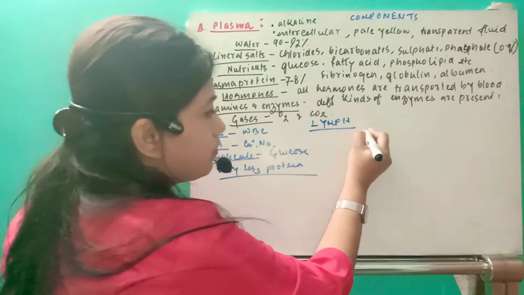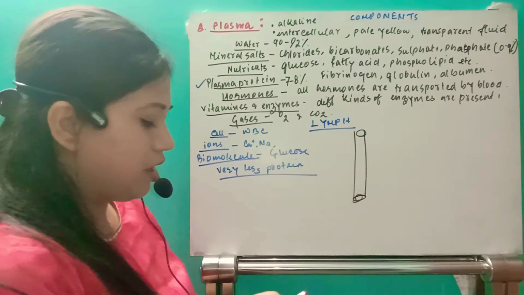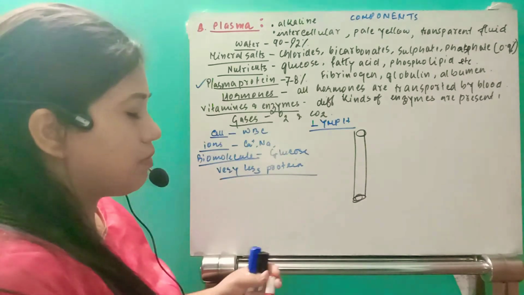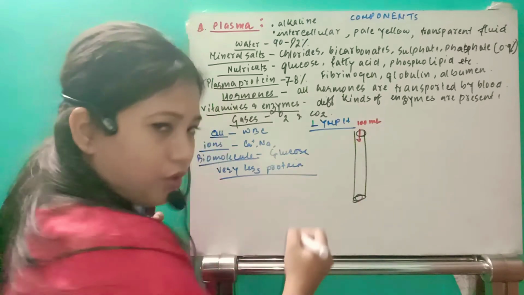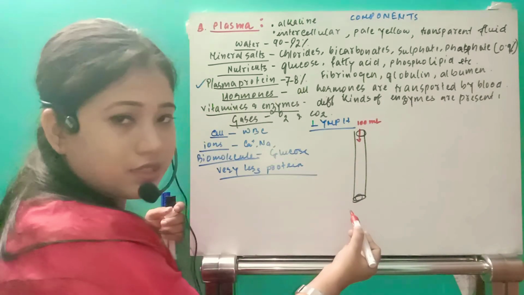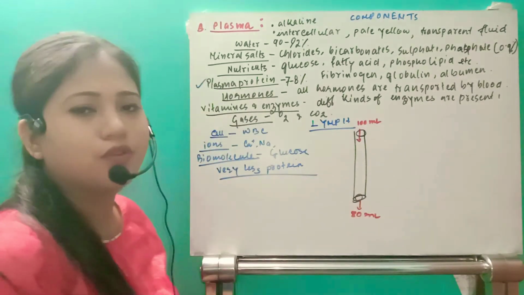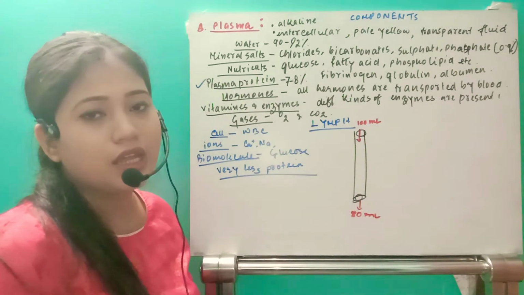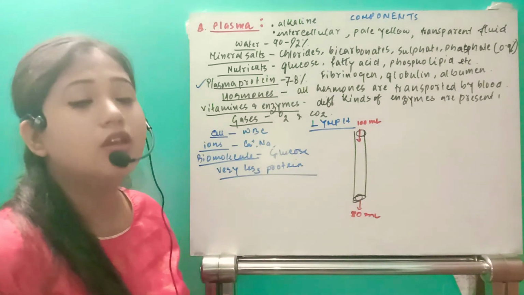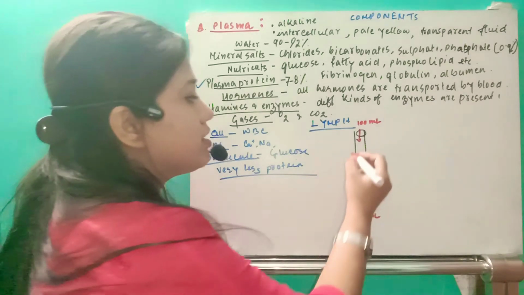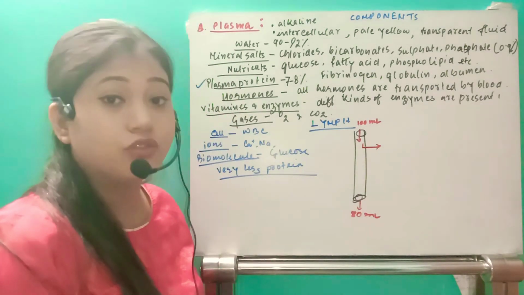First of all, suppose this is a blood vessel. Now in this blood vessel, just imagine 100 ml of blood is flowing. But if you look at a distance, after some time you will see that around 80 ml of blood is flowing. What will happen to the remaining 20% of the blood? Where has it gone? Here some amount of blood is just squeezed out of the blood vessel.